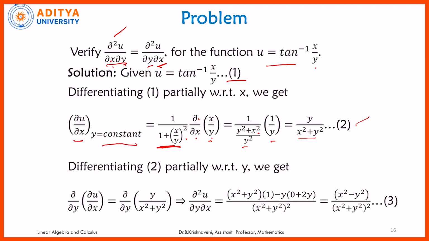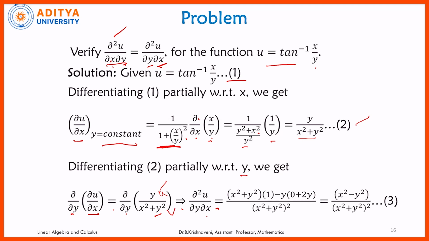So the y gets cancelled and you get dou u by dou x is equal to y by x square plus y square. Now for the second equation, we differentiate dou u by dou x with respect to y. That is dou by dou y of dou u by dou x, which is dou by dou y of y by x square plus y square, which gives dou square u by dou y dou x. Now with respect to y, both the numerator and denominator contain a y, so apply the u by v rule in derivatives. Here u is y and v is x square plus y square.